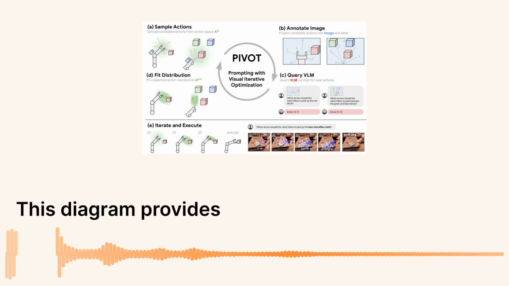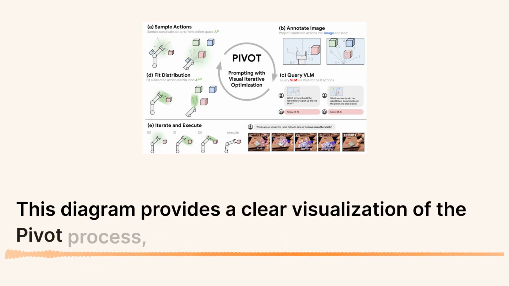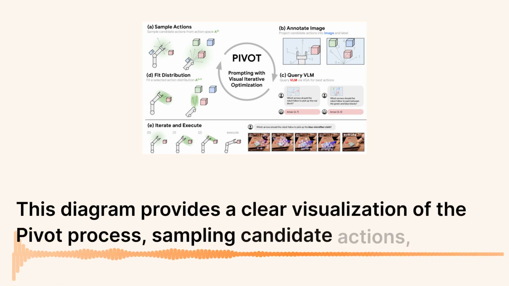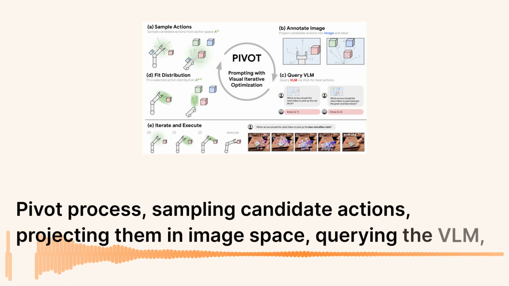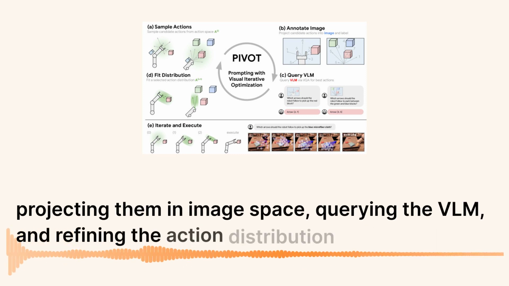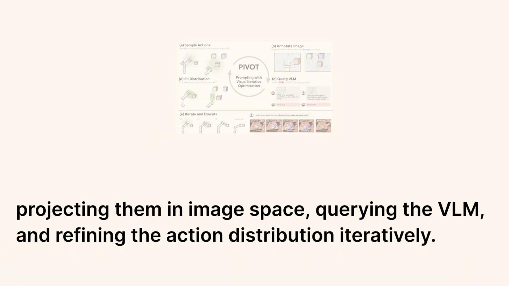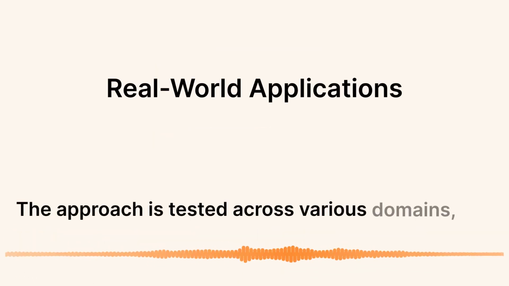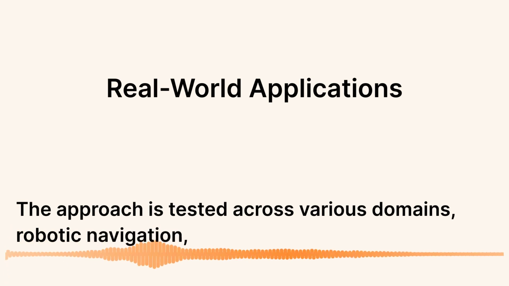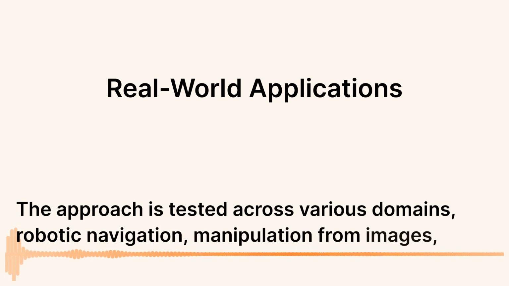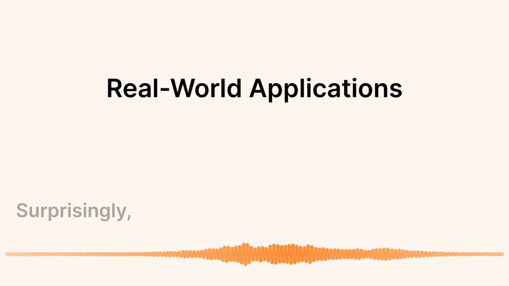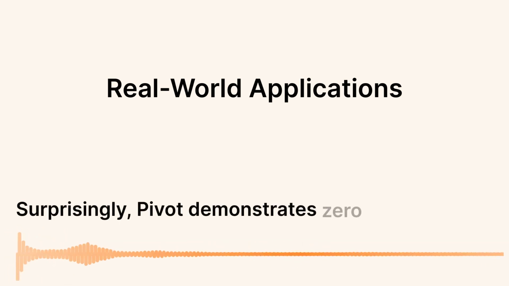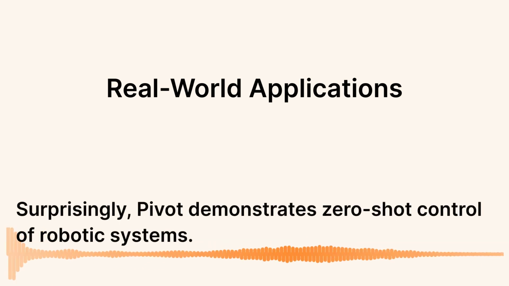This diagram provides a clear visualization of the Pivot process: sampling candidate actions, projecting them in image space, querying the VLM, and refining the action distribution iteratively. The approach is tested across various domains: robotic navigation, manipulation from images, and instruction following in simulated environments. Surprisingly, Pivot demonstrates zero-shot control of robotic systems.